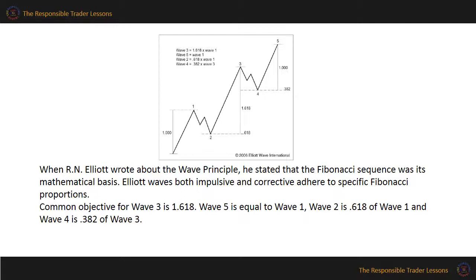When Elliott wrote about the wave principle, he stated that the Fibonacci sequence was its mathematical basis. Elliott waves, both impulsive and corrective, adhere to specific Fibonacci proportions. Common objective for wave 3 is 1.618. Wave 5 is equal to wave 1. Wave 2 is 0.618 of wave 1, and wave 4 is 0.382 of wave 3.